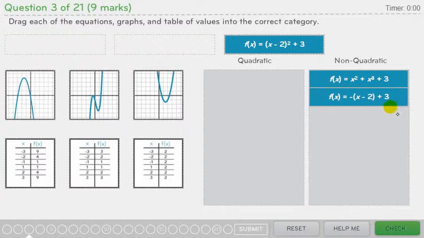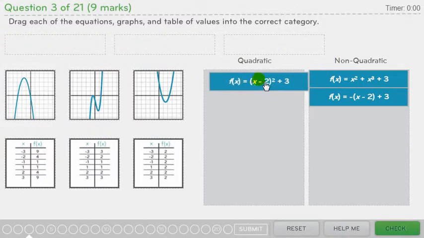quadratic. And then finally, notice that this function right here is almost the exact same as this function that we just dealt with. The only difference is it's raised to the power of 2. Whenever it's raised to the power of 2, it must be quadratic.